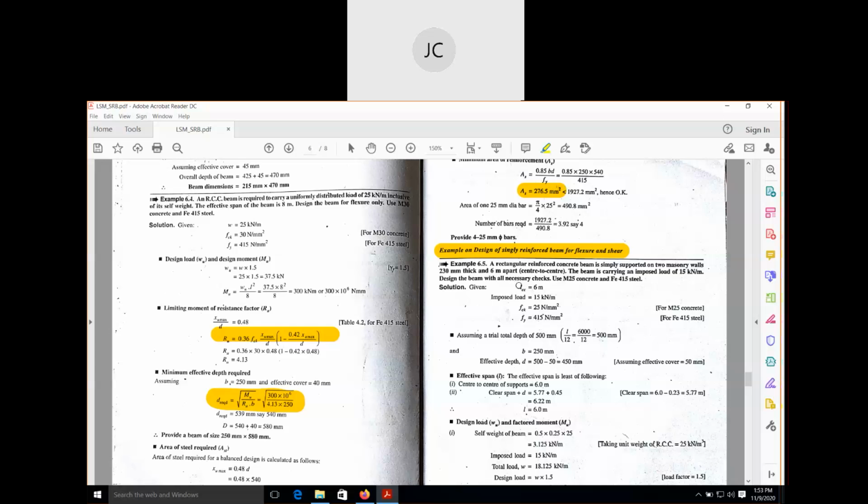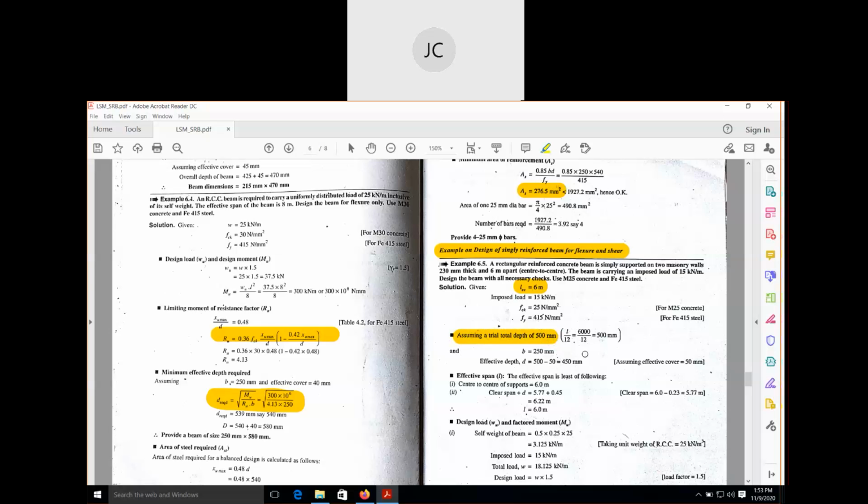So let us see the problem. Given L CC, that means L for length, CC means center to center. It is given as 6 meter. Then the imposed load is given, and the fck and fy values are given. To start with, we will assume a total depth of 500 millimeter.